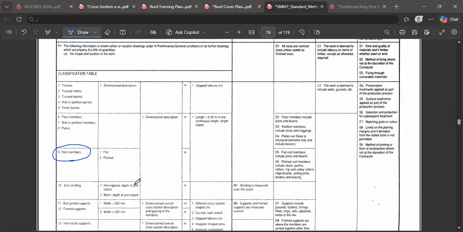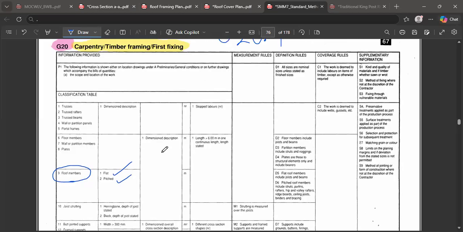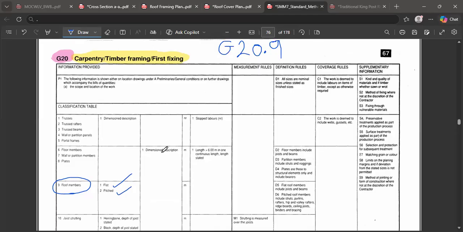And what did I tell you earlier? I told you that we have two types of roof. And roofs are classified as what? The flat roof and the pitched roof. You see over here. Exactly. The roof can be fixed in so many ways, but we'll come back to that later.